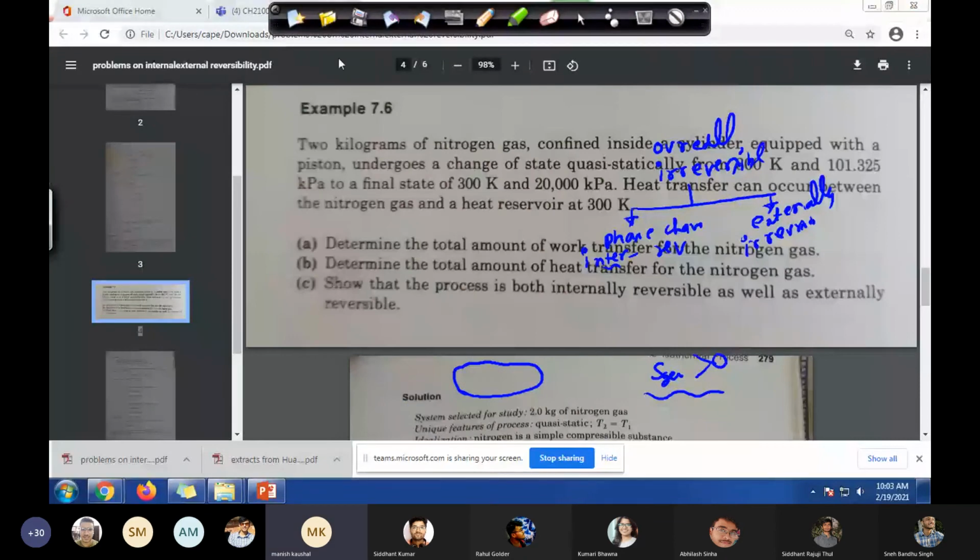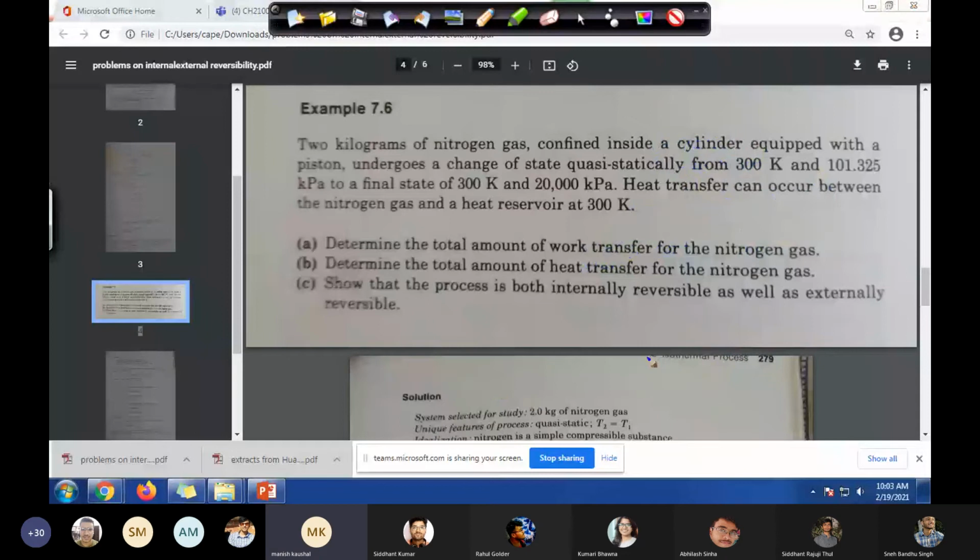Okay, another problem. We have 2 kilograms of nitrogen gas confined inside a cylinder equipped with a piston. It undergoes a change of state quasi-statically from 300 Kelvin, 101.325 kilopascal to a final state of 300 Kelvin, 20,000 kilopascal. Heat transfer can occur between the nitrogen gas and a heat reservoir of 300 Kelvin. You notice that the temperature is not changing, so it's an isothermal process. The system is undergoing an isothermal process.